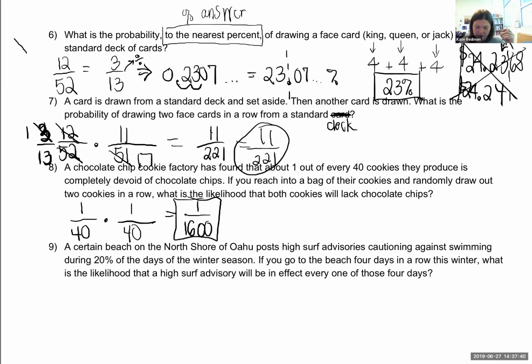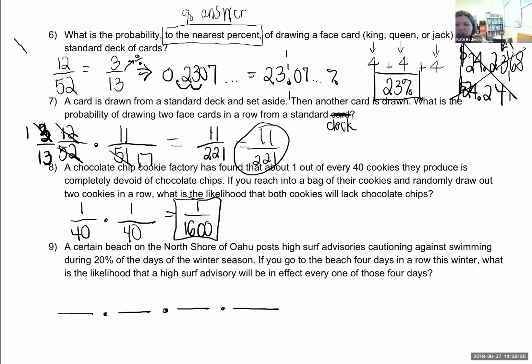So 9, a certain beach on the north shore of Oahu posts high surf advisories cautioning against swimming during 20% of the days of the winter season. If you go to the beach 4 days in a row this winter, what is the likelihood that a high surf advisory will be in effect every one of those 4 days? So again, I have multiple events going on. Do you see that, David? Yeah. How many events do I have going on? Is it 4? 4, because I'm going 4 days in a row. So we're going to need the probability the first day, the second day, the third day, the fourth day.